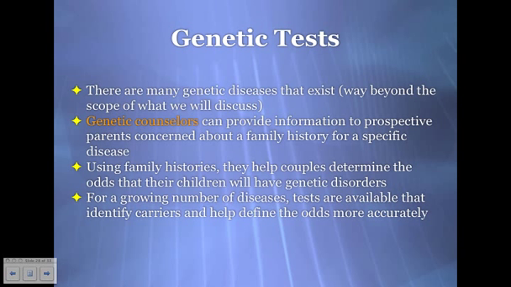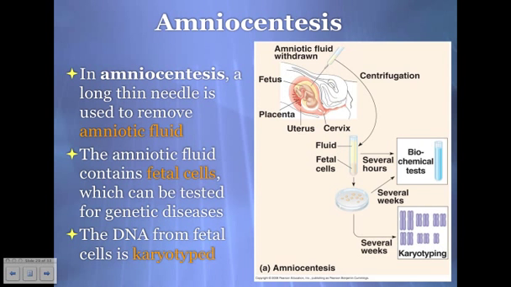I just wanted to briefly talk about two tests that could be done while a child is still developing in the womb. The first is called amniocentesis. As pictured at right, amniocentesis is when a long, thin needle is used to remove amniotic fluid from the amniotic sac. So during pregnancy, the baby develops in what's called the amniotic sac.